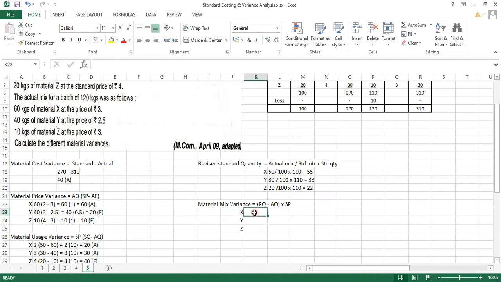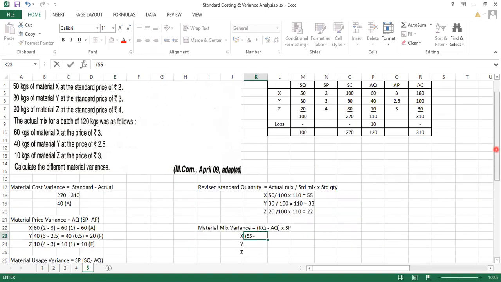What is the revised quantity which we got? 55. Actual quantity was how much? 60. Into standard price. Standard price is 2 rupees. This will be 5 adverse into 2, 10 adverse.